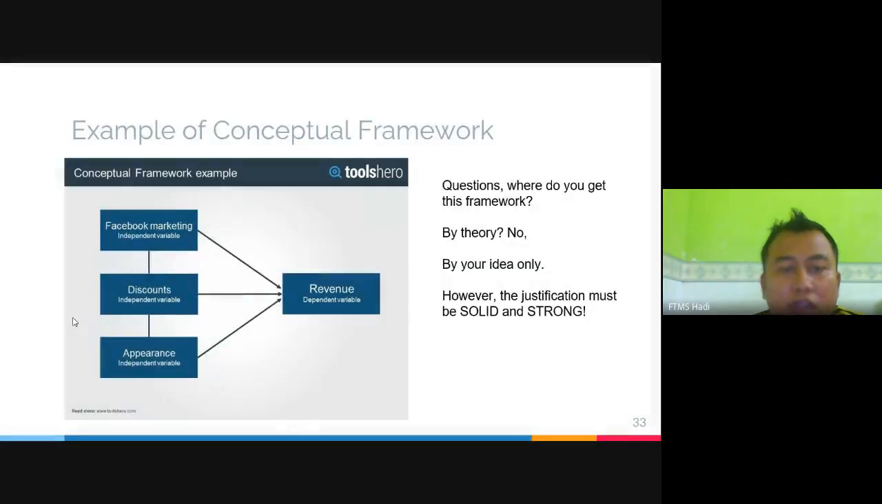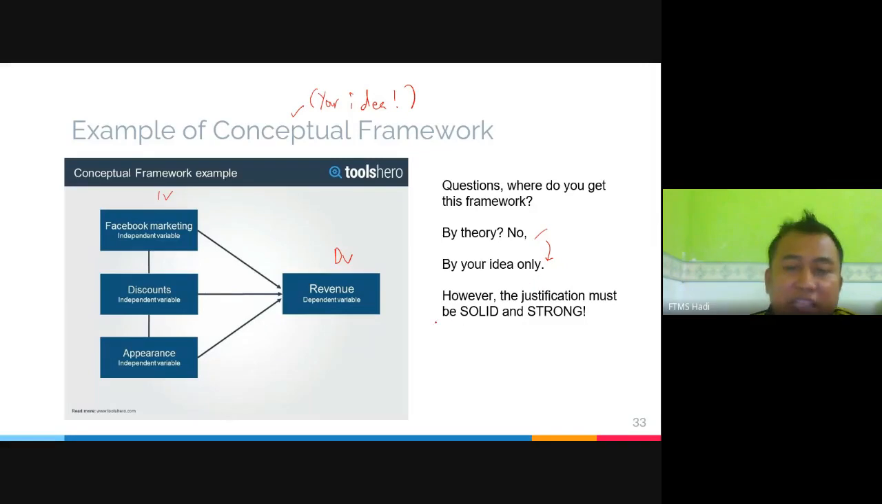But for a conceptual framework, you just come out with the IV and DV. Where do you get this? I built this myself from the literature review. Are there any theories involved? No, there are no theories involved. I just come up with the concept, which is my idea of the IV and DV. So we call it a conceptual framework because it is your idea. Why do you get the framework? Not by theory, but by your idea only.